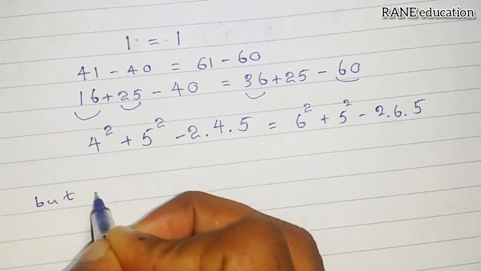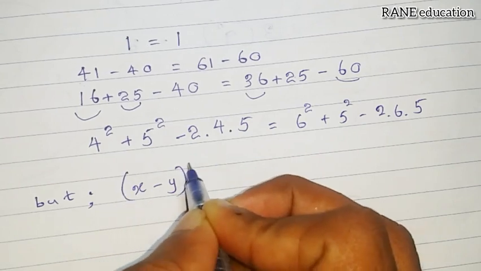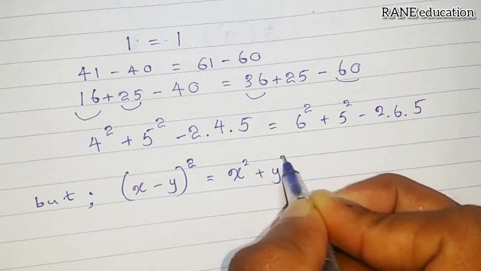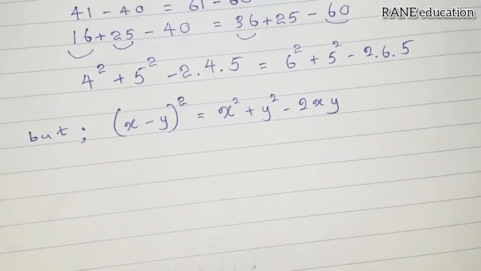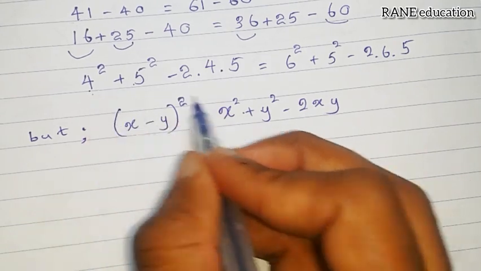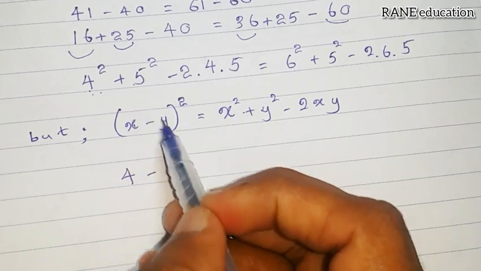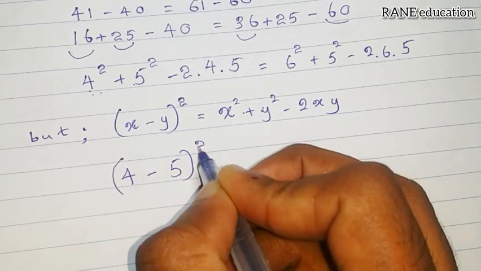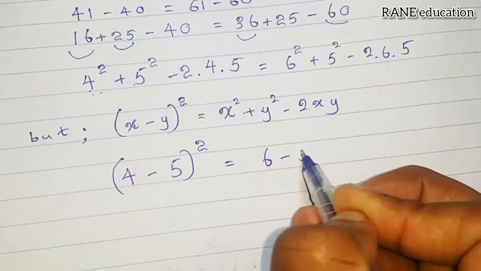But in mathematics you know this equation: (x minus y) square equals x square plus y square minus 2 times xy. Now we compare the above values to the equation. On the left side, x is equal to 4 and y is equal to 5. On the right side, x is equal to 6 and y is equal to 5.